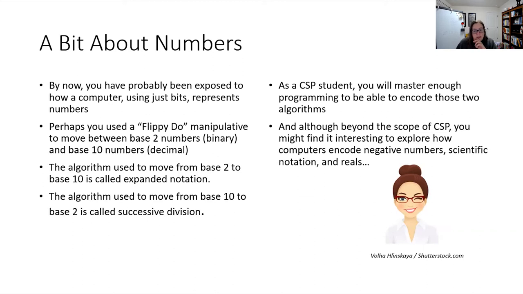You do a piece of expanded notation, regardless of what state you're in, probably by the third grade. Do you remember when you said 321? That's 3 times 100 plus 2 times 10 plus 1 times 1, right? That's expanded notation. When you go the other direction, that's successive division. And I hope you realize that if you think about how that flippy-do works, when you finish your programming unit in CSP, if you haven't done so already, you will have the capability to actually encode both of these algorithms. And while CSP doesn't require it, if you're ever looking for something to do, you can explore how, using binary numbers, computers handle negative numbers, scientific notation, and real numbers.